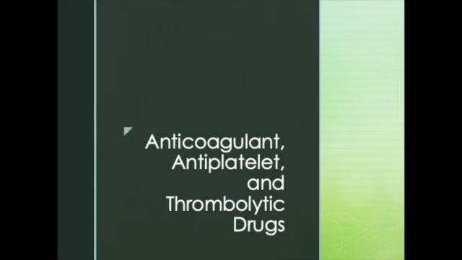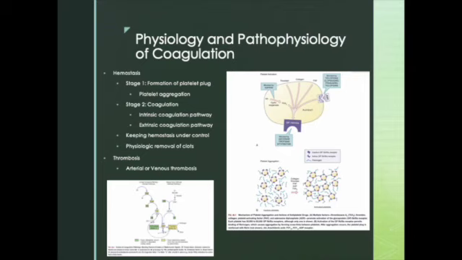This section is on anticoagulant, antiplatelet, and thrombolytic drugs. Hemostasis is a physiologic process that stops bleeding, and it occurs in two different stages. We have the formation of the platelet plug, and then, of course, because it's unstable, this platelet plug has to be reinforced with fibrin. So first, let's start with stage 1, which is the formation of the platelet plug.